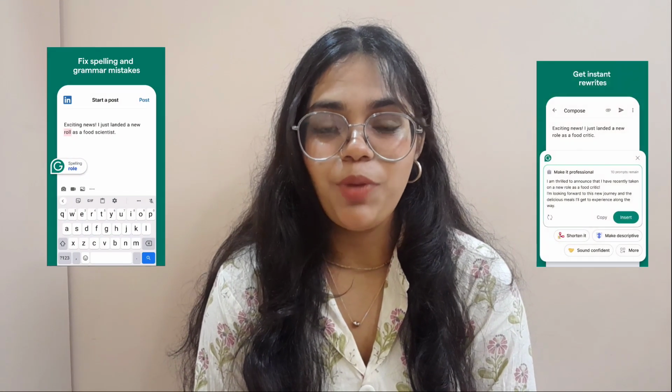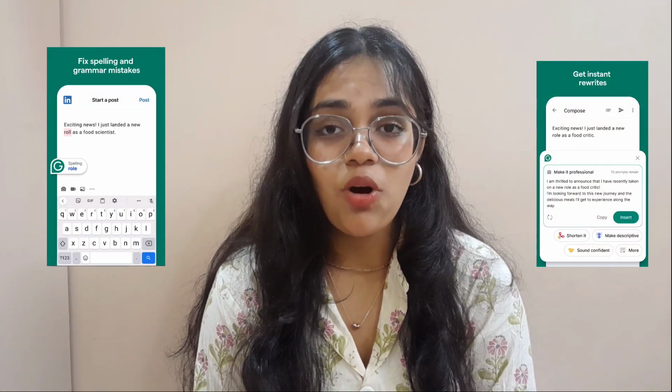Last but not the least, we have Grammarly. Writing essays and reports can be daunting, but Grammarly makes it easy for you. With its AI tool, it checks your grammar and punctuation, making sure that your writing is clear and error-free.